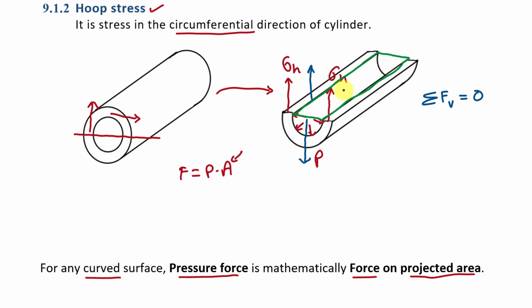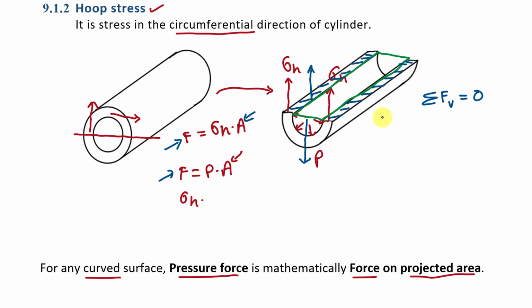Right, because this area will be the projected area of this curved surface. The force by this stress is sigma H into area, and in this case this area will be the area on which stress is acting. So here we have to equate both the forces. This force by stresses is sigma H into area.